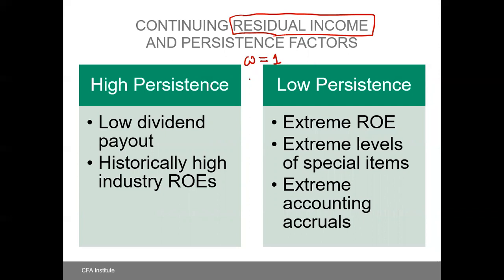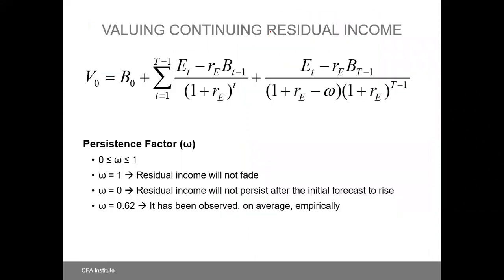If the firm's residual income stops growing and declines to 0, in that case the value of omega will become 0. So if the residual income does not fade, it continues at a constant level, and in that case it will be 1. If it goes to 0, it declines, in that case this factor becomes 0. Empirically, it has been found that omega, or the persistence factor, is equal to 0.62.